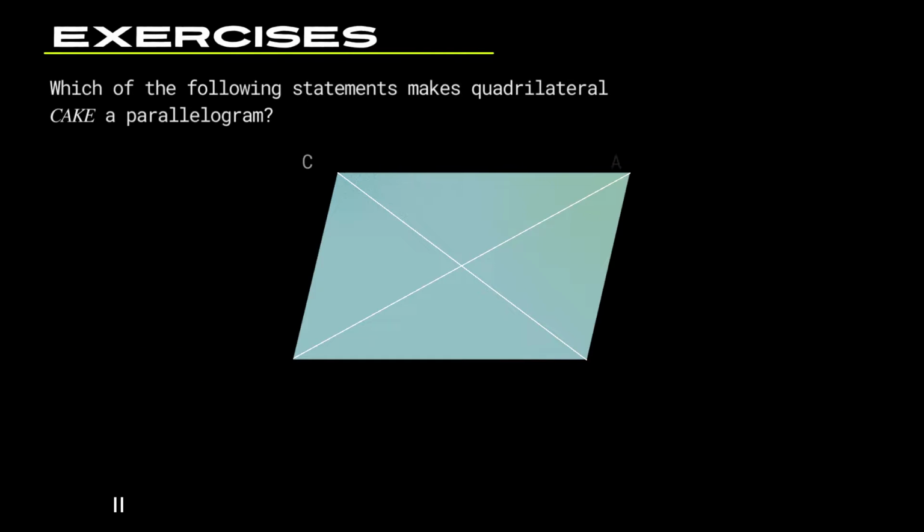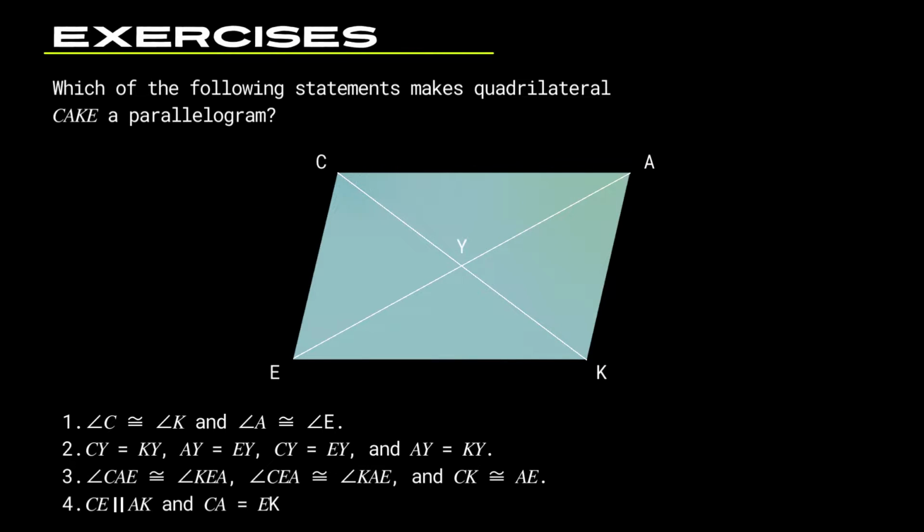Now let's move on to problem number 2. For this, our instruction is: which of the following statements makes quadrilateral CAKE a parallelogram? Is it statement 1? Angle C is congruent to angle K and angle A is congruent to angle E. Or is it statement 2? Segment CY is equal to KY, segment AY is equal to EY, segment CY is equal to EY, and segment AY is equal to KY.